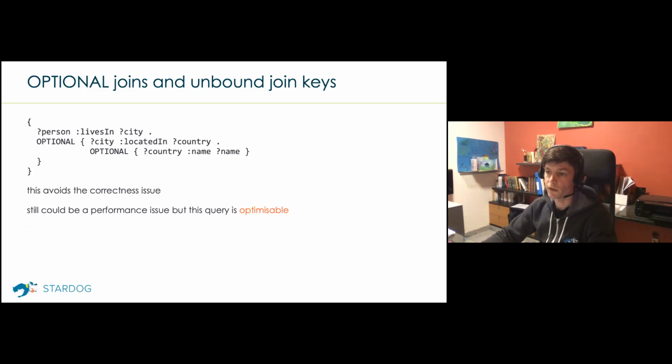A better way of writing this query would be to push the other optional inside the first one, use a nested optional. In this case, the join on the country will happen before the outer optional is joined with the lives in, and there will be no results explosion like that. There might still be a performance issue depending on how the query engine decided to go about evaluating this query. But the important thing is that this query is optimizable. It produces a reasonable number of results, and the query engine has a chance of generating a reasonable plan for it. While for the previous query, if it explodes, it explodes. There's no way around that.